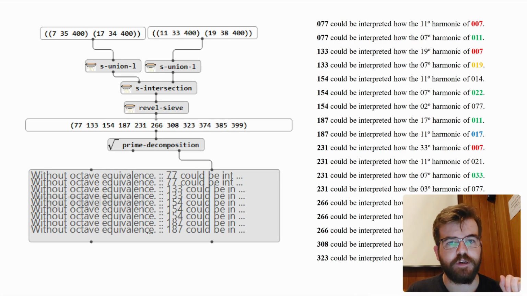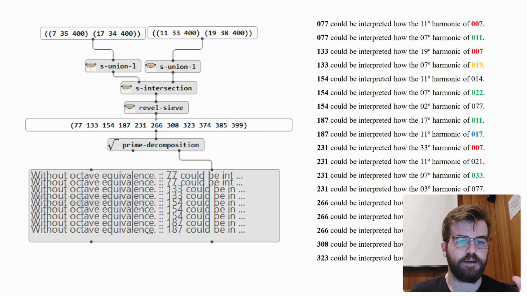The output of the OM patch will be all the ways to interpret the numbers resulting from sieves. For example, 77 could be interpreted as the 11th harmonic of 7 or the 7th harmonic of 11. 133 could be interpreted as the 19th harmonic of 7 or the 7th harmonic of 19.